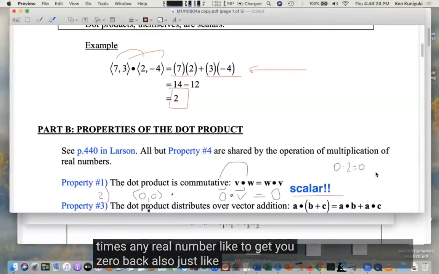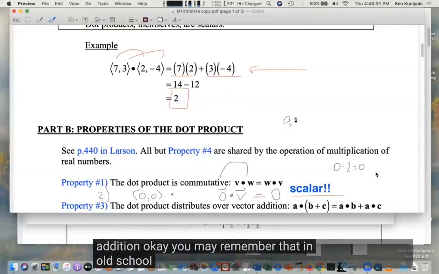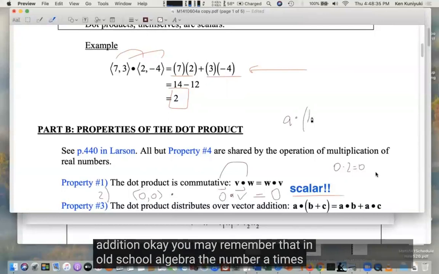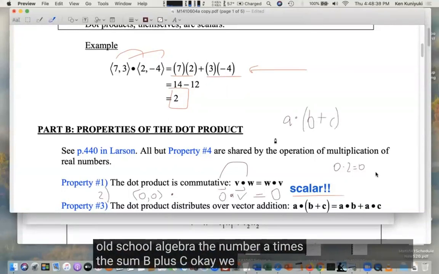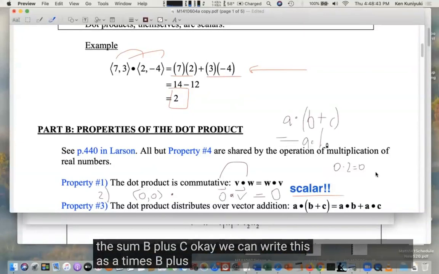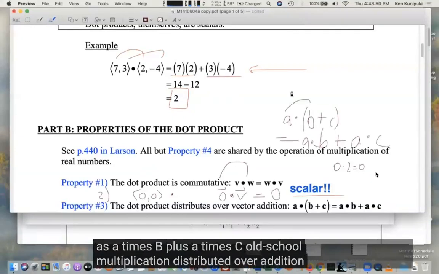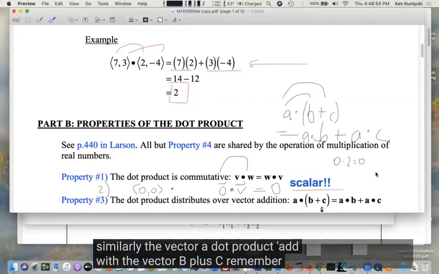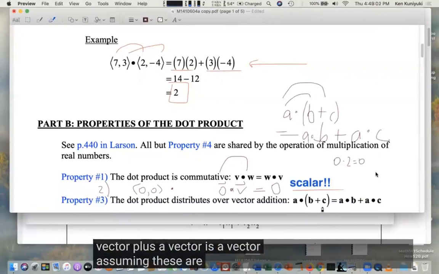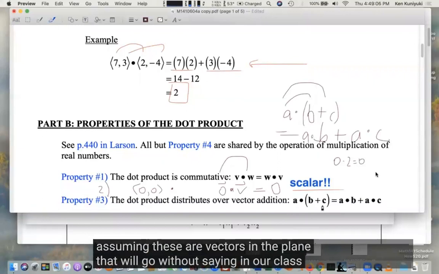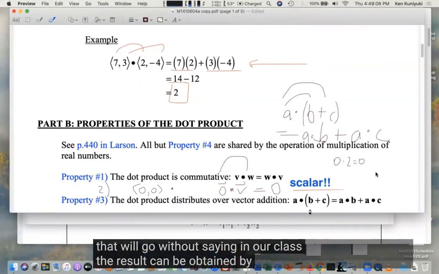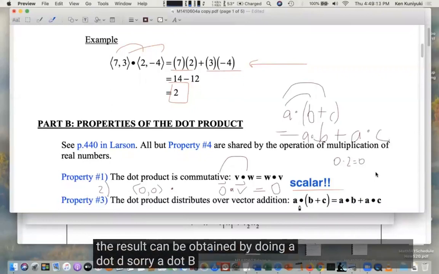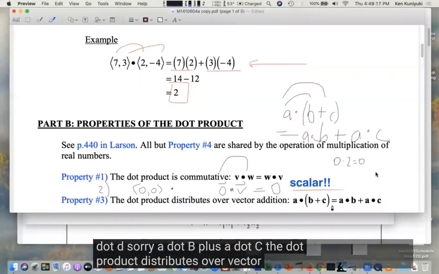Also, just like old school, the dot product distributes over vector addition. Okay. You may remember that in old school algebra, the number A times the sum B plus C, we can write this as A times B plus A times C. Old school, multiplication distributed over addition. Similarly, the vector A dot producted with the vector B plus C. Remember, a vector plus a vector is a vector, assuming these are vectors in the plane. That will go without saying in our class. The result can be obtained by doing A dot B plus A dot C. The dot product distributes over vector addition.